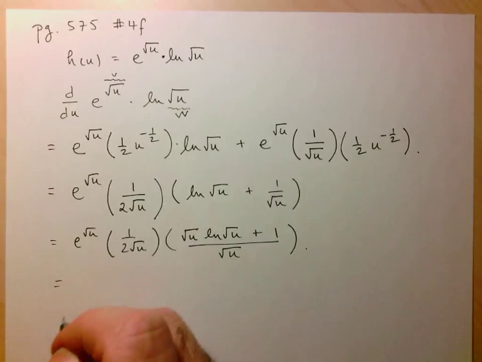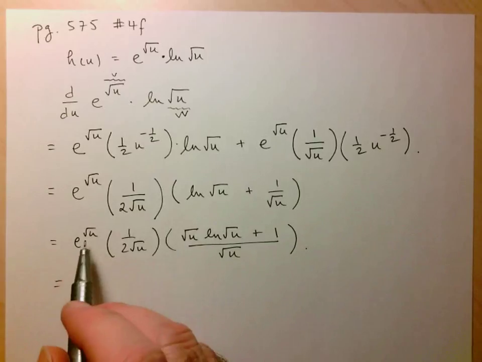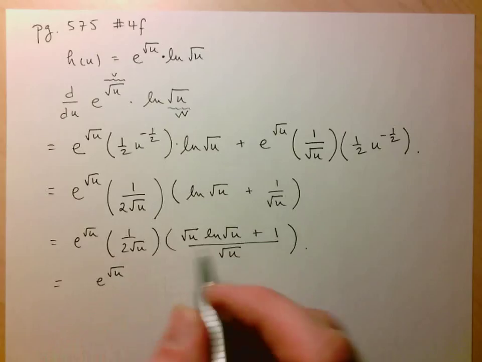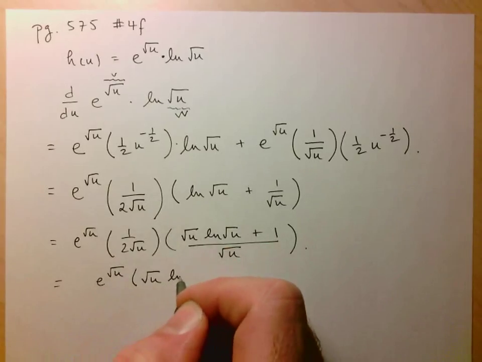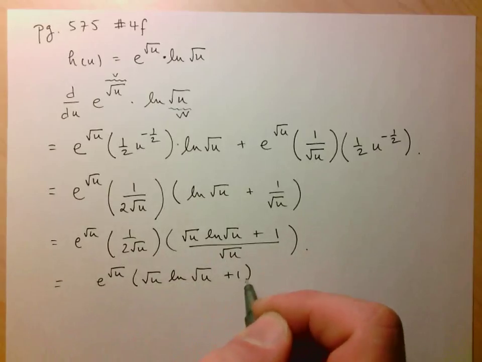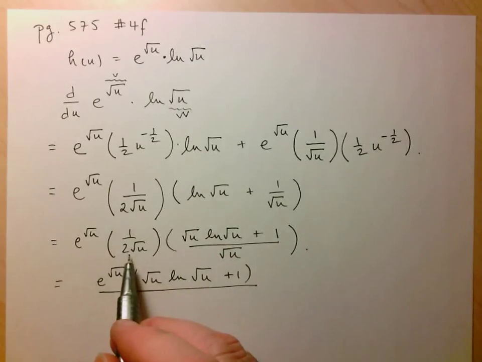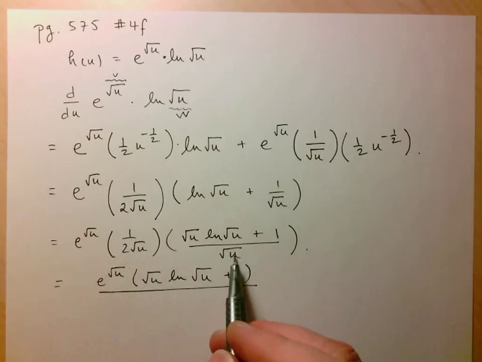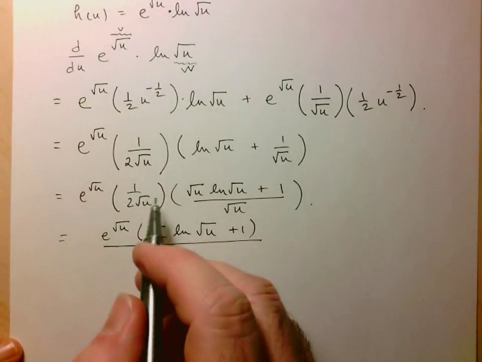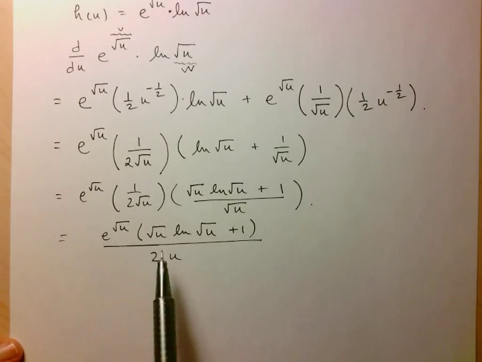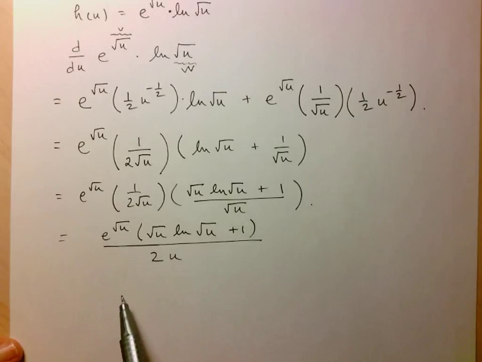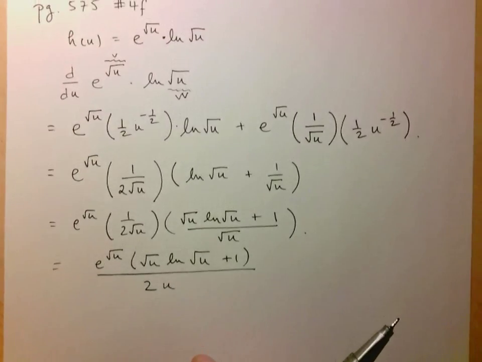And now I can simplify a little further. So let's see what we have in the numerator. In the numerator we have e to the square root of u times this expression here, square root of u ln square root of u plus 1. Okay, all over, and what we have in the denominator is 2 square root of u times square root of u. So that's just 2u, since square root of u times square root of u is just u. There you go. Okay, so that's as far as I'm going to go. But say I did want to determine some information about this derivative, I have it in the most useful form.